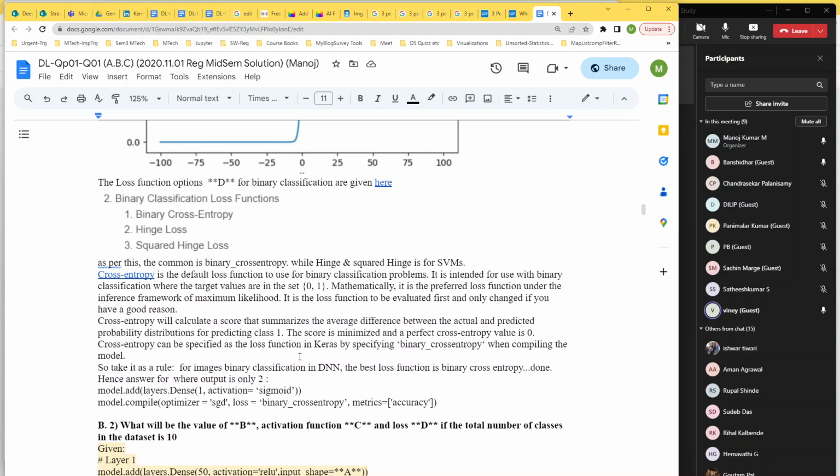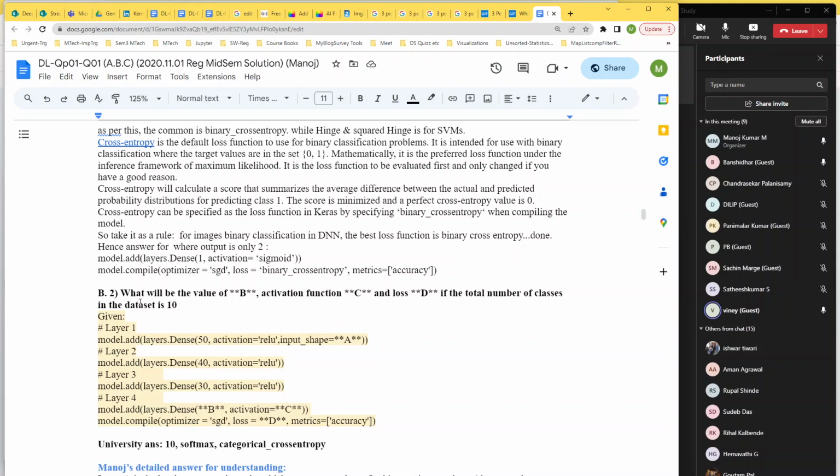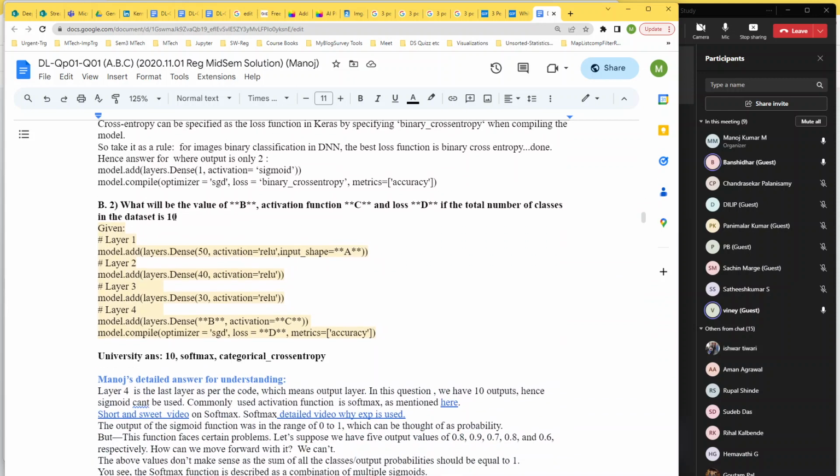Yeah. So then we are going to the next question, B2. They are asking the same question, B and C and D we need to find, but the number of classes in the dataset is 10. Right. So for 10 classes we need 10 classifications, each one being 0 or 1. So how many nodes do we need? 10. 10 nodes, yes. And the activation generally used for categorical classification is called softmax.